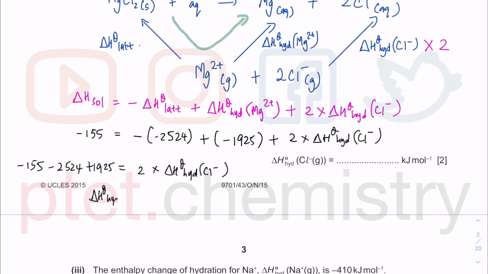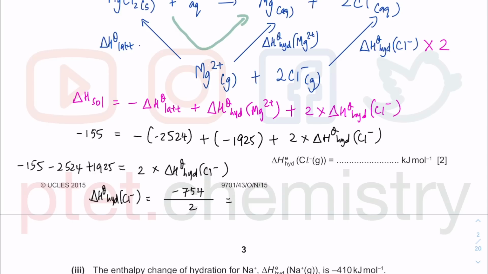Okay, that's the first thing you can think about. The other thing is, this is 2 times that based on the definition, based on the equations. So do not forget that you need to divide that by 2. So just adding all of this up, minus 155, minus 2524, plus 1925, I get minus 754.